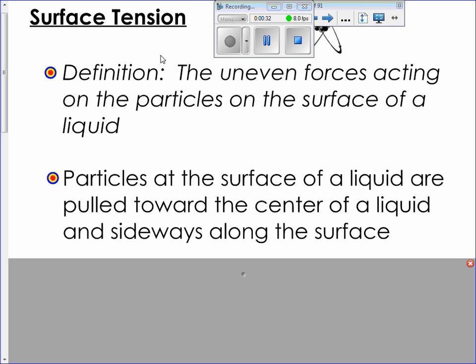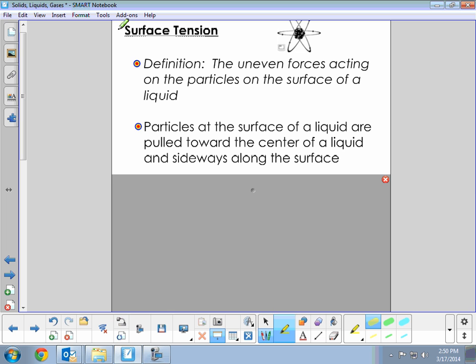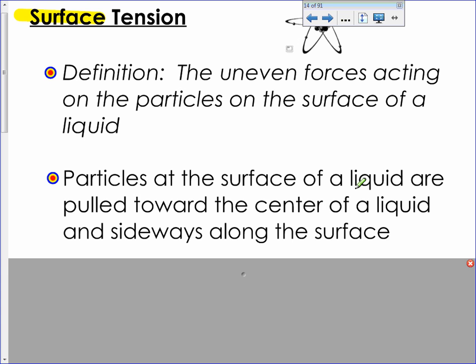But basically, because liquid particles are attracted to each other, if you have a liquid particle down in the water, it's going to be attracted upwards towards the water above it, sideways, diagonal, downwards, because it's surrounded by water. So it's attracted to every particle surrounding it. And if you notice, the word is surface tension. So it has to do with the particles of a liquid at the surface of the liquid.